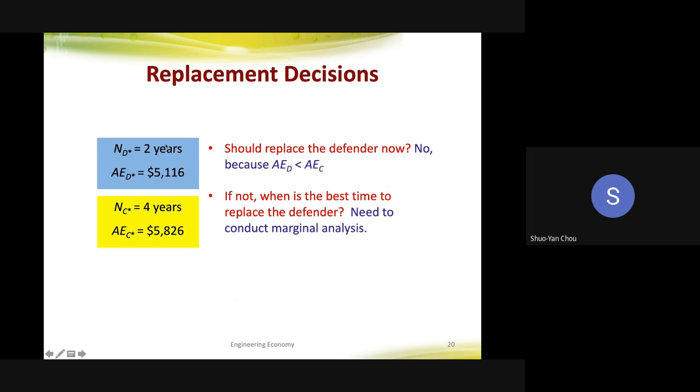No, because the Defender, if you do it every 2 years, it's lower. The annual equivalent for the Challenger at 4 years is 5,826. But should we replace it? If we are at the end of the second year, definitely we will not replace it. So when should we replace it?